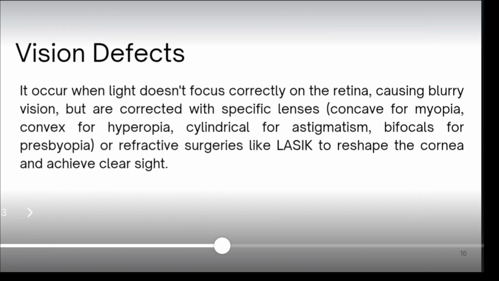Vision defects occur when light doesn't focus correctly on the retina, causing blurry vision, but are corrected with specific lenses: concave for myopia, convex for hyperopia, cylindrical for astigmatism, bifocals for presbyopia, or refractive surgeries like LASIK to reshape the cornea and achieve clear sight.